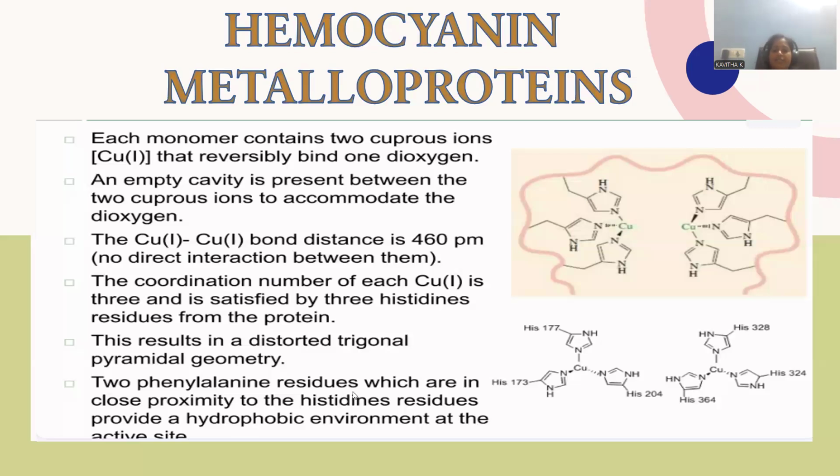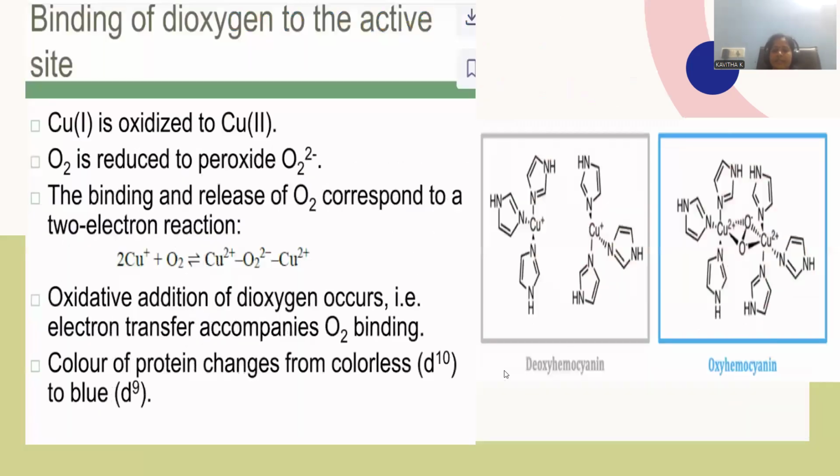Two phenylalanine residues, which are in close proximity to the histidine residues, provide a hydrophobic environment at the active site, right? So here phenylalanine units are present. Whenever phenylalanine units are present in the near vicinity of these histidine units, they repel water, giving rise to hydrophobic nature. A water-repelling, water-hating tendency is provided by the presence of phenylalanine. This is the way the molecular dimensions of hemocyanin are represented.